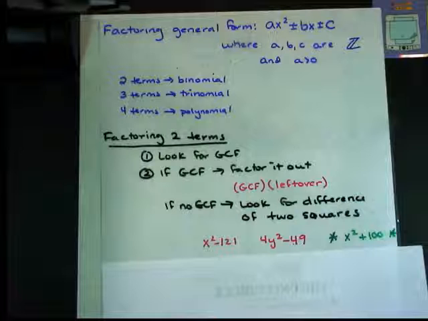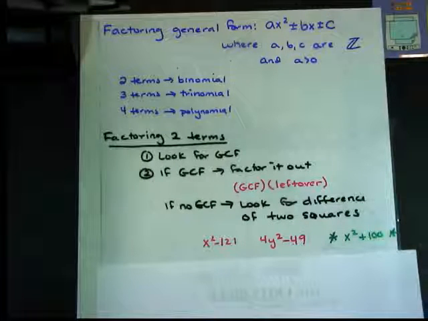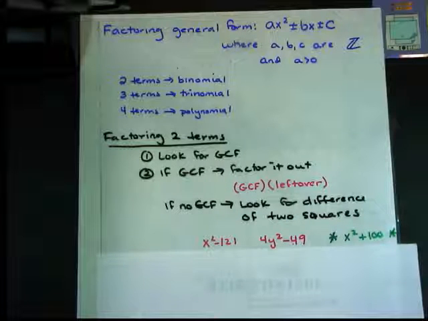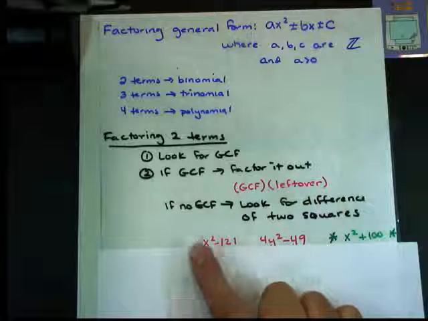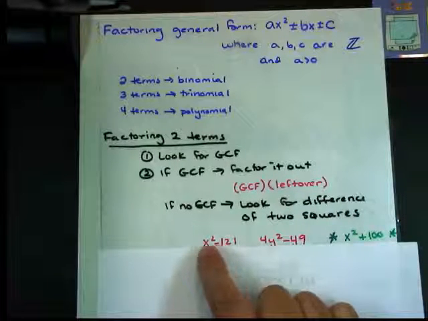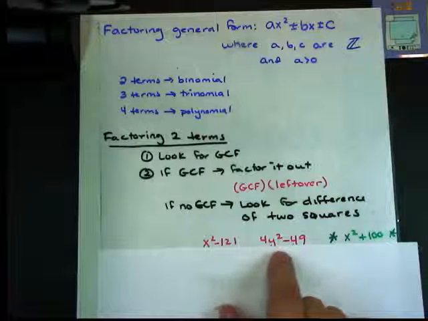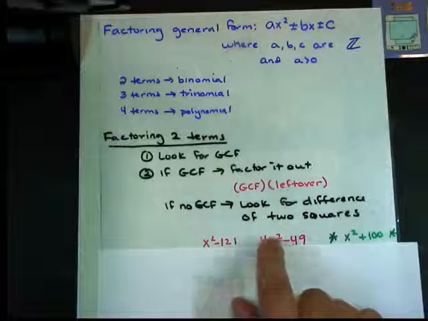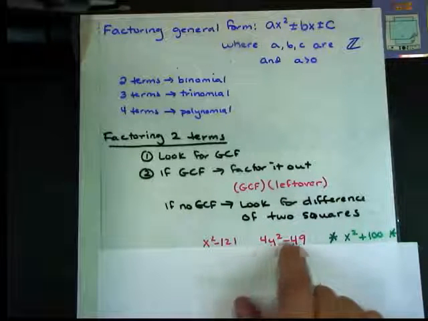All right, so here's a couple of examples relating to that. These are difference of two squares. Difference means subtract. First one's a perfect square, second one's a perfect square. Difference of two squares. Perfect square, perfect square.